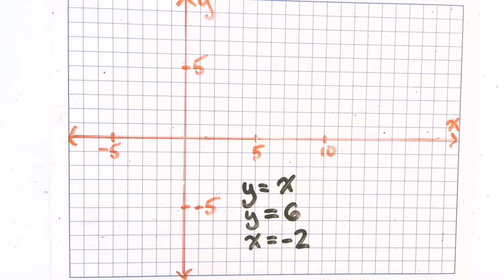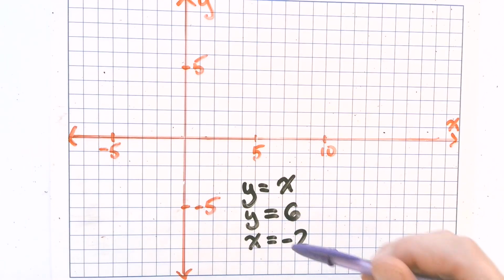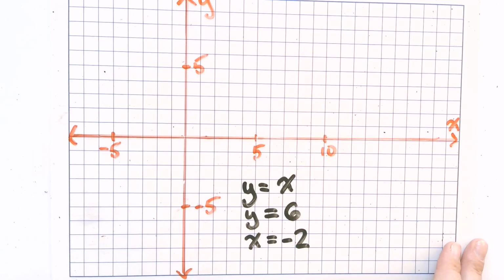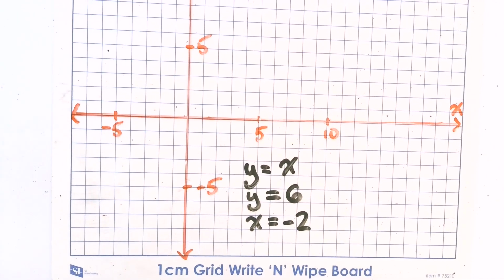We are about to do 3 graphing examples: y equals x, y equals 6, and x equals -2. These are all a little bit different because they kind of look like they're missing something. So let's have a look.